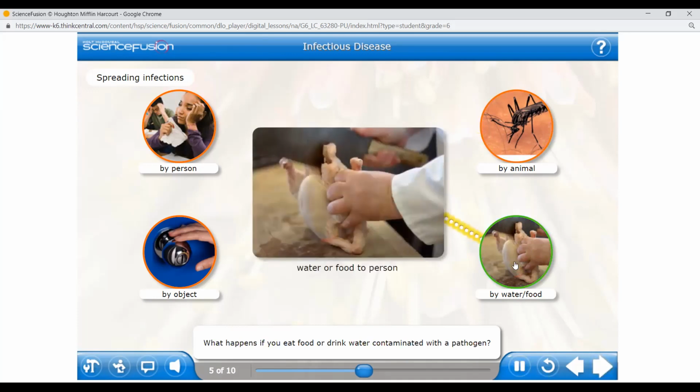What happens if you eat food or drink water contaminated with a pathogen? You may get an infectious disease. Harmful bacteria cause most incidents of food poisoning. Cooking food thoroughly can kill pathogens and make food safer. Refrigerating food slows the growth of bacteria.